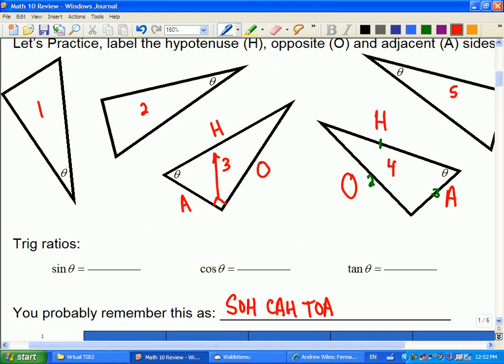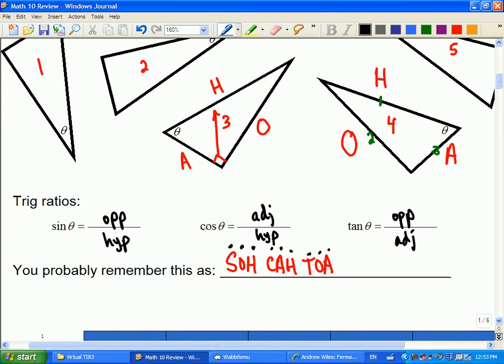Remember, SOHCAHTOA is a weird phrase, but it helps you remember that the sine is the opposite over the hypotenuse. That's how the acronym works. The cosine is the adjacent over the hypotenuse, and the tangent is the opposite over the adjacent. I'll give you a minute if you're copying that down.